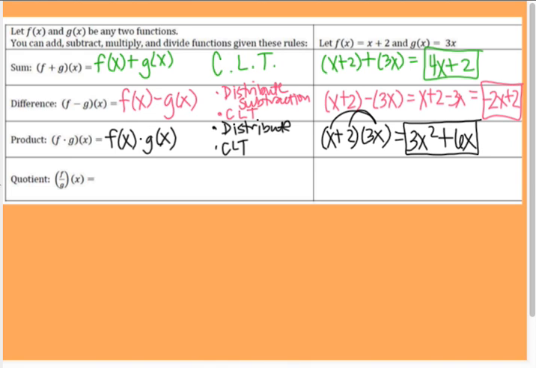And lastly, quotient, division. So the way we would do division is it would be f of x divided by g of x. And there's a little bit of a restriction on this one. G of x cannot equal 0. Okay, the reason that it cannot equal 0 is because you can't divide by 0. And then what we're going to do for this one is divide each term by the denominator.